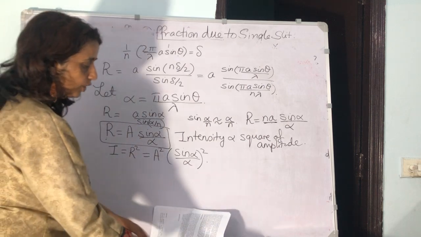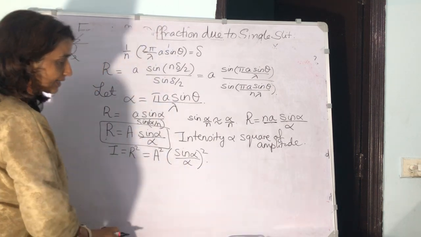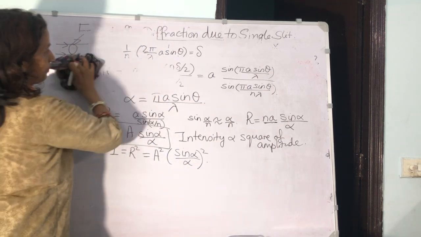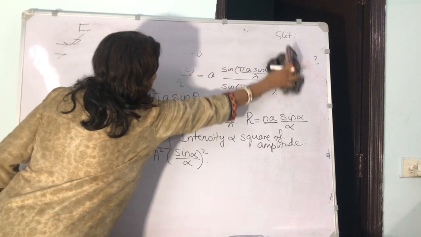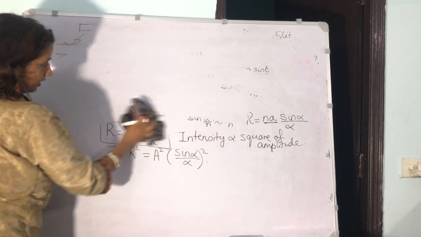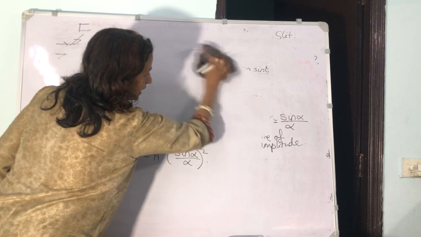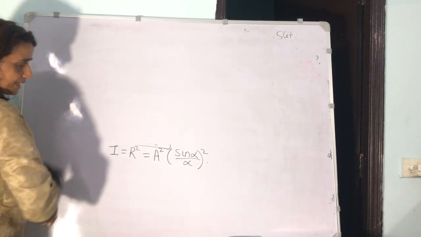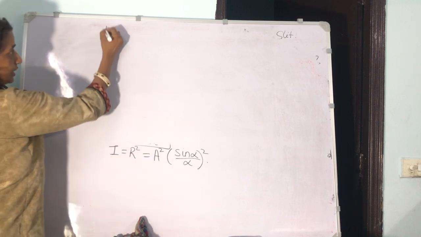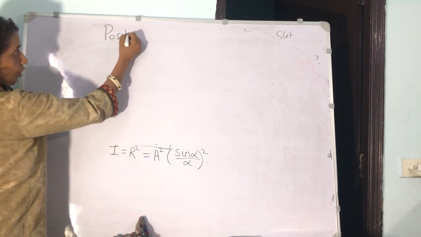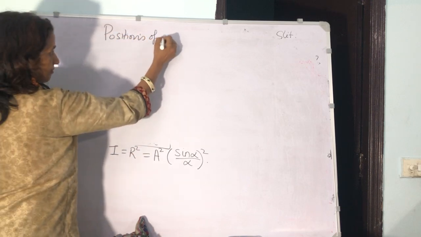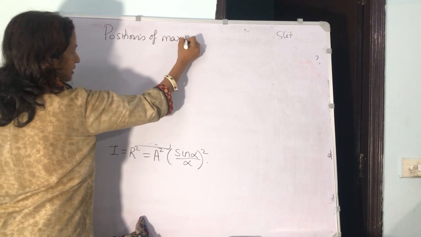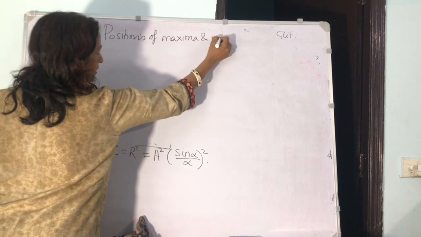Now what are we going to do? We will find out maxima and minima. In the previous lecture, a bit of repetition I did. Now let us quickly find out the intensity due to single slit for maxima and minima, the positions of maxima and minima.